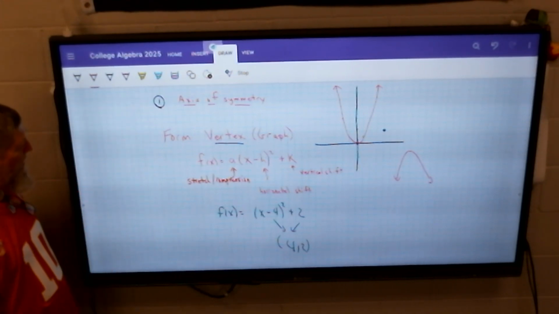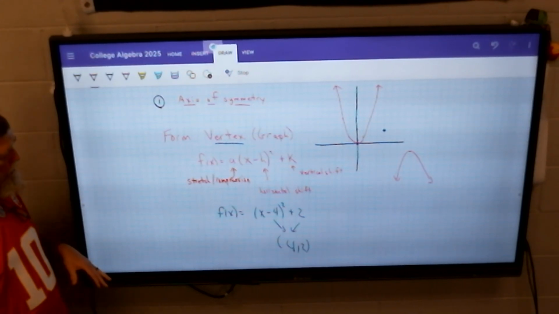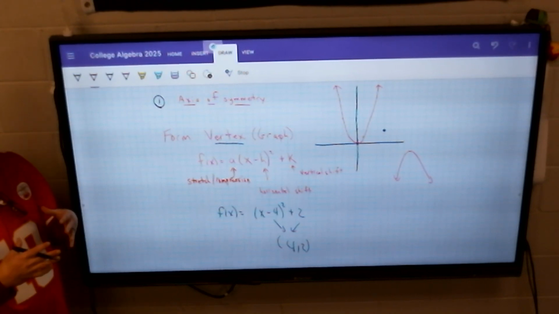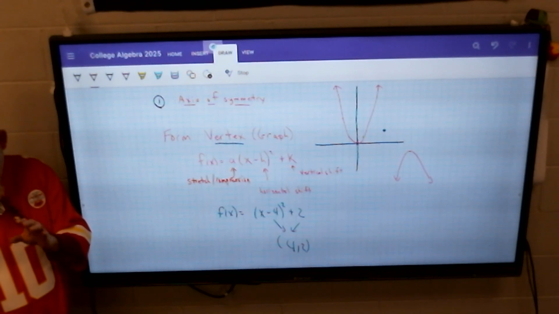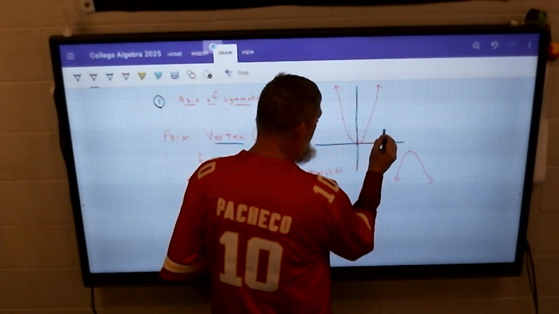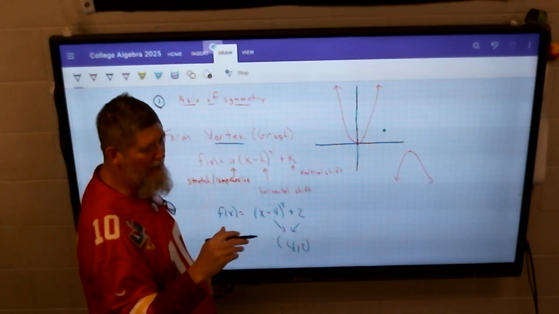Have a good time. All right, so what does the A tell? It's the stretch or compression, right? So if you remember from a basic quadratic function, those of you that were with me in Algebra 2, which right now is only 2 of you, if I'm going to build a quadratic, here's my vertex, how do I find the next point? Because we know it's the U shape.